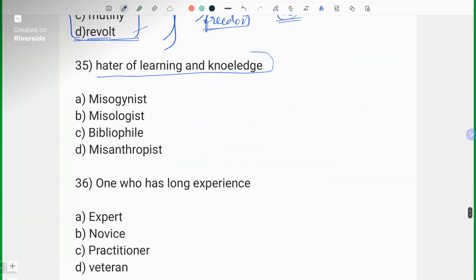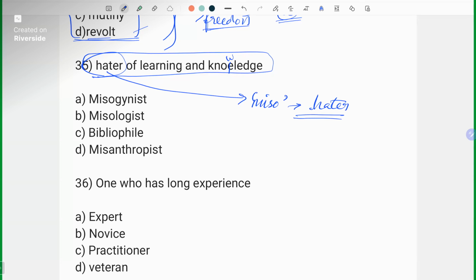Hater of learning and knowledge. It is knowledge. Hater of learning and knowledge. Hater. Root word என்ன படிச்சோம்? Miso is a root word which means hater. What is the answer? Option D, ma'am. Option Dல anthrope இருக்குல்ல. Anthrope na human. Okay. Option B, ma'am. அப்படின்னா B, ma'am. B, yeah. B is the answer. Miso is hate அப்படின்னு தெரிஞ்சுச்சுன்னா C eliminate பண்ணிடலாம். Phile, love, book அதெல்லாம் தெரியலனாலுமே miso hater டைரக்டா இருக்கு.